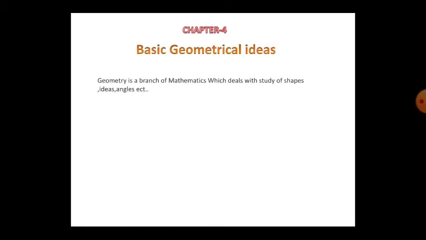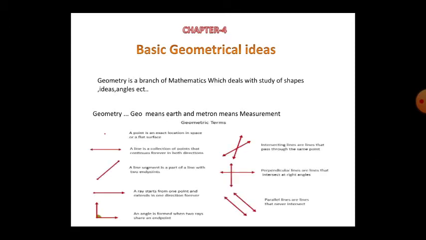Geometry is also a branch of mathematics which deals with the study of shapes, sizes, and angles. You are studying so many shapes, sizes, and angles, so many things we are learning here. That is called geometry. Geo means earth, metron means measurement. The things surrounding us, we are measuring.